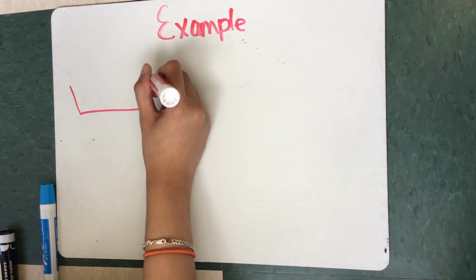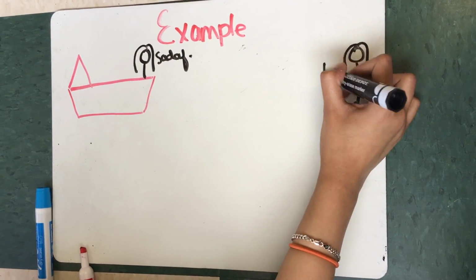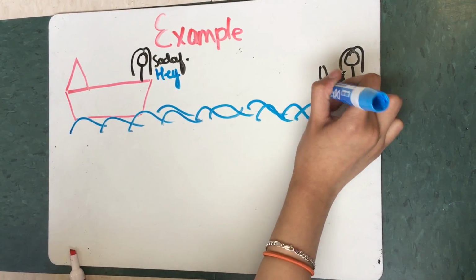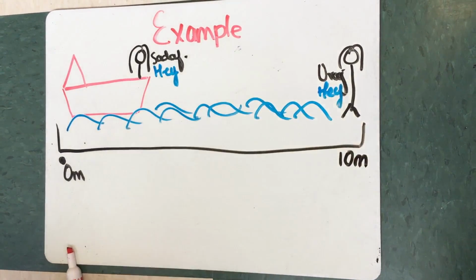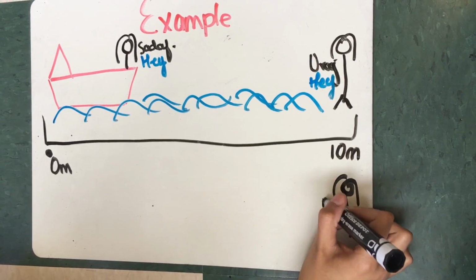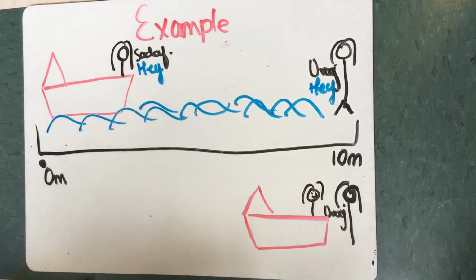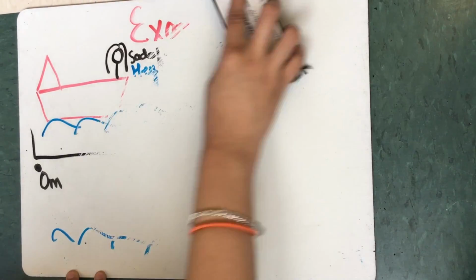Alright guys, so now we're going to be doing an example where Sadaf is in a boat in the ocean, whereas I am standing on the seashore waiting for her. Sadaf's starting point is 0 meters, and I am 10 meters away from her. So in order for us to meet, she needs to travel 10 meters, and that will be her initial distance. And as you can see in the bottom, she has traveled her 10 meters distance.